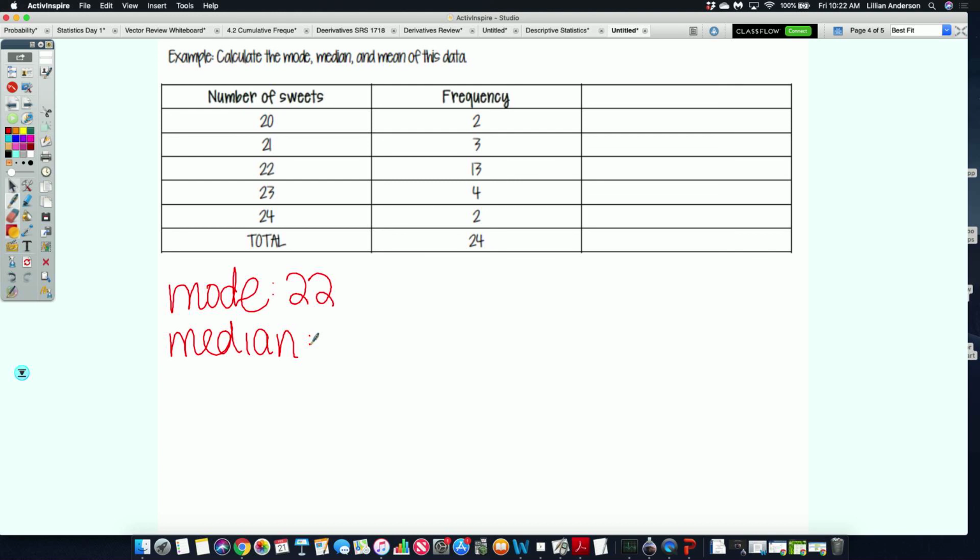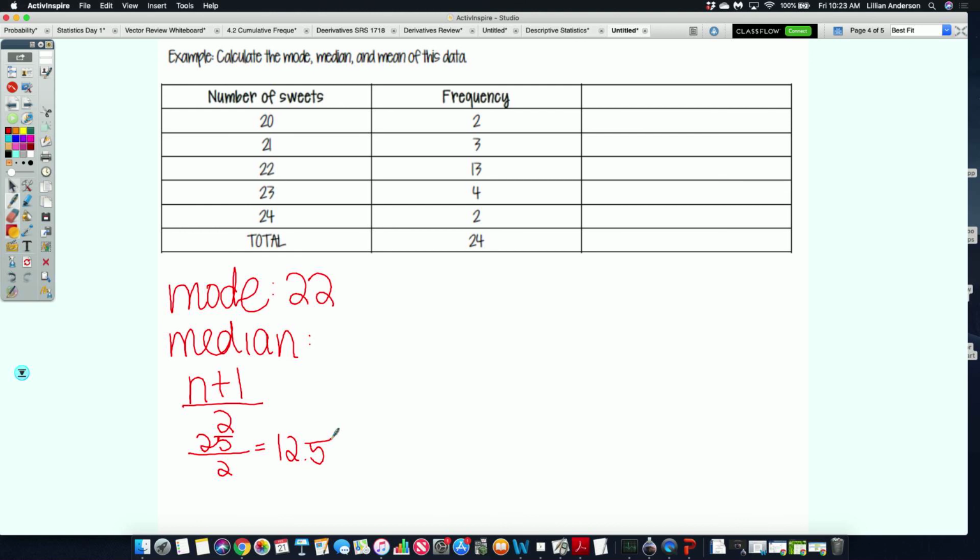Okay? But if you had like 200 pieces of data, that would take a lot of time, and you don't have that time. What's the formula to find median? N plus 1 over 2. What's N? 24. So this would be 25 over 2. What is that? 12.5. Now this is the same formula that you get from the cumulative frequency curve.